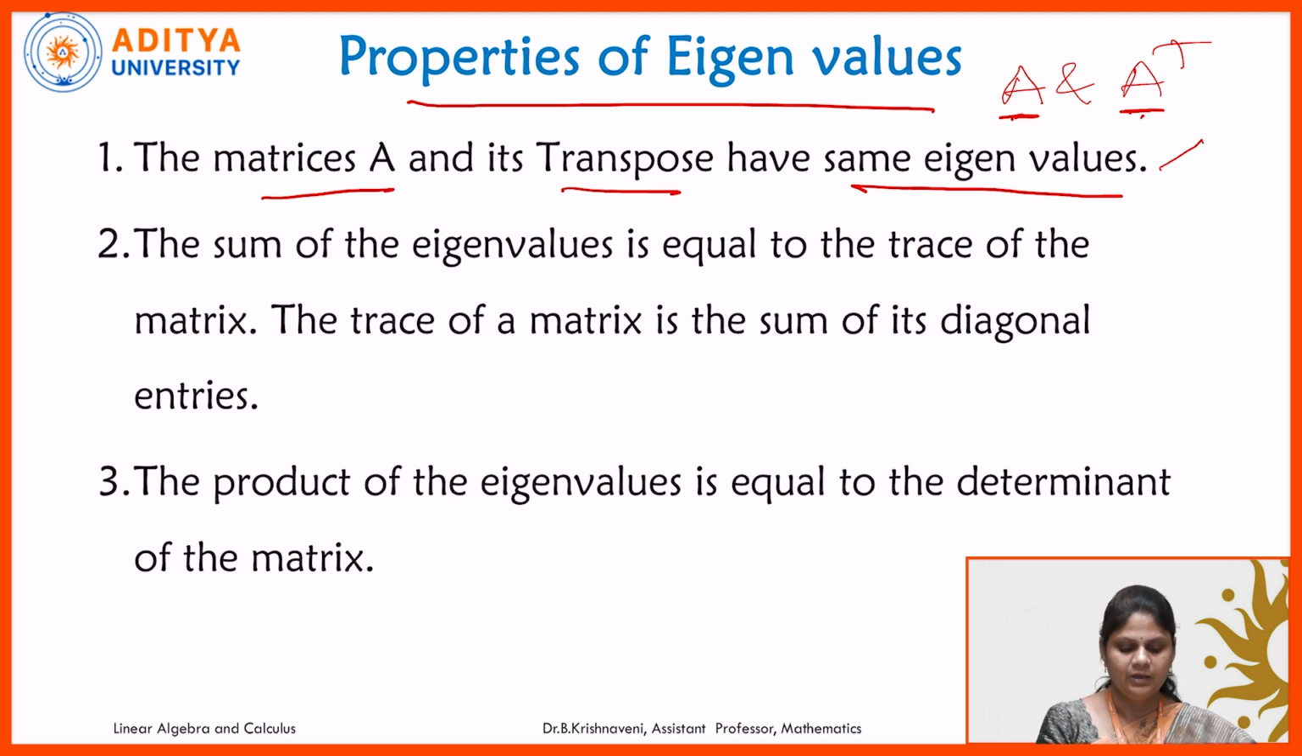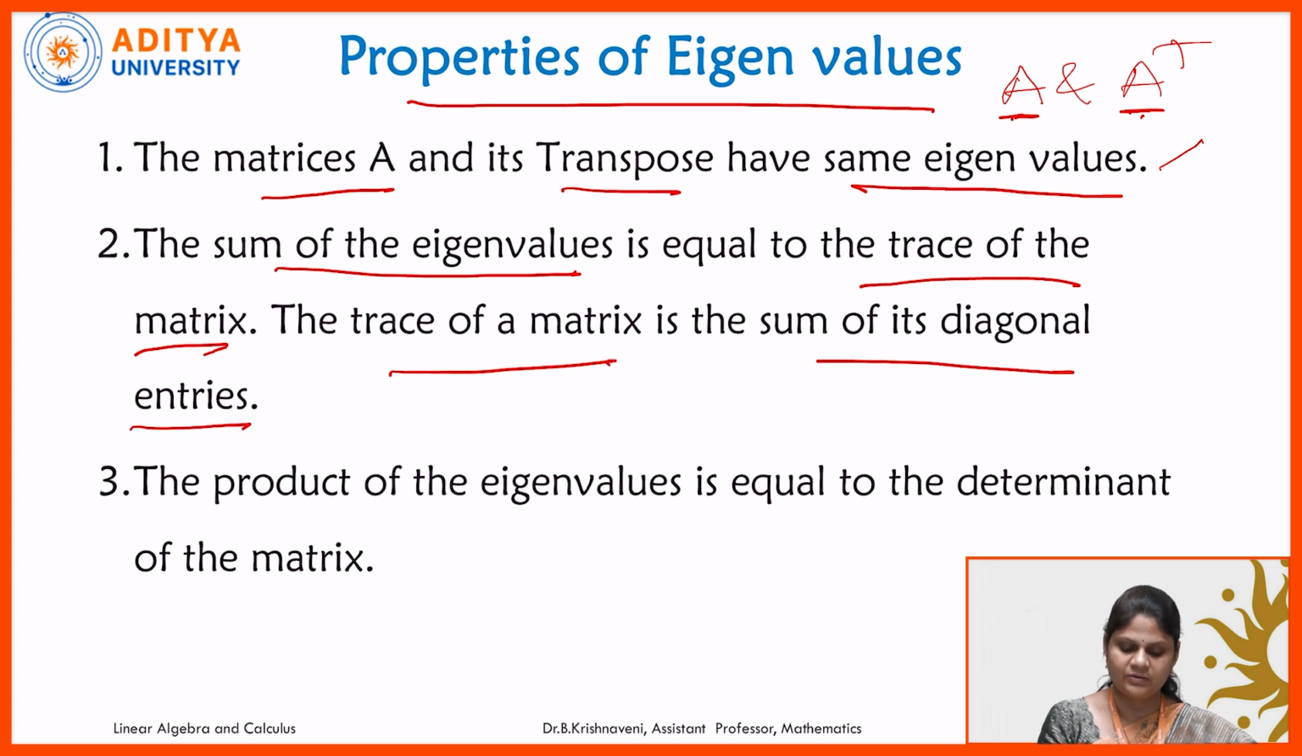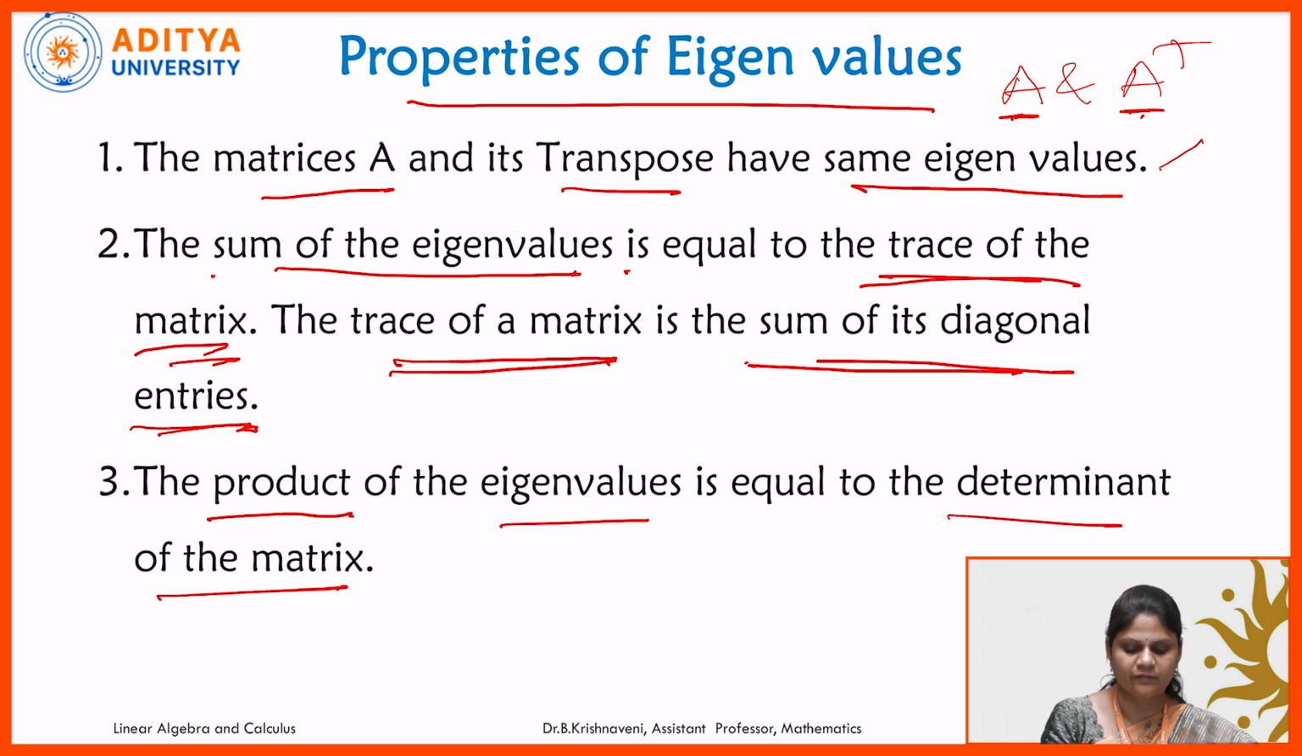The second property: the sum of eigenvalues is equal to the trace of the matrix. The trace of the matrix is the sum of its diagonal entries. We all know what is meant by the trace of a matrix. Trace of a matrix is nothing but the sum of its diagonal entries. And the third property: the product of eigenvalues is equal to the determinant of the matrix. Properties 2 and 3 represent the sum of eigenvalues, which is equal to the trace, and the product of eigenvalues, which is equal to the determinant of the matrix.